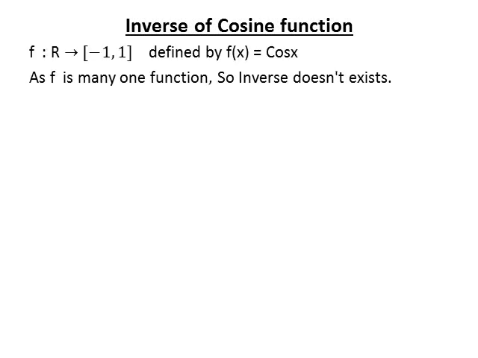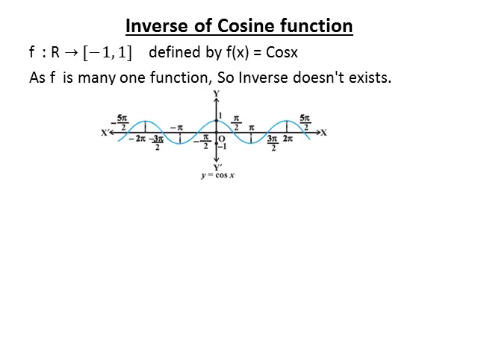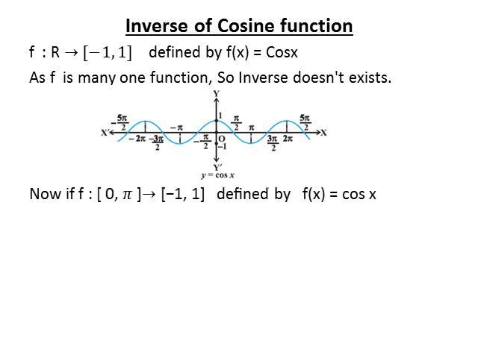As we know, domain of cosine function is set R of all real numbers and its range is closed interval -1 to 1. Within this domain, cosine function is not 1-1. We can observe it from the graph also. Value of cos of minus pi by 2 and value of cos pi by 2 both are same. So it is not 1-1, so inverse of this function does not exist. But if we take closed interval 0 to pi as domain of cosine function, within this interval it is 1-1.